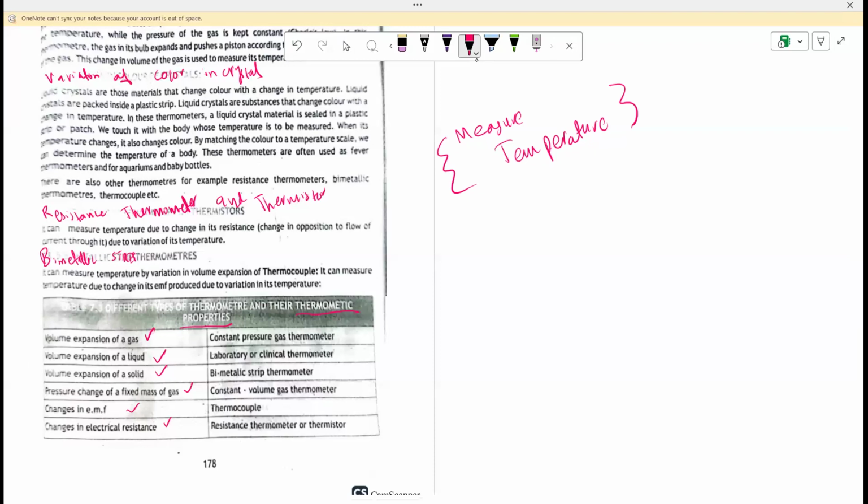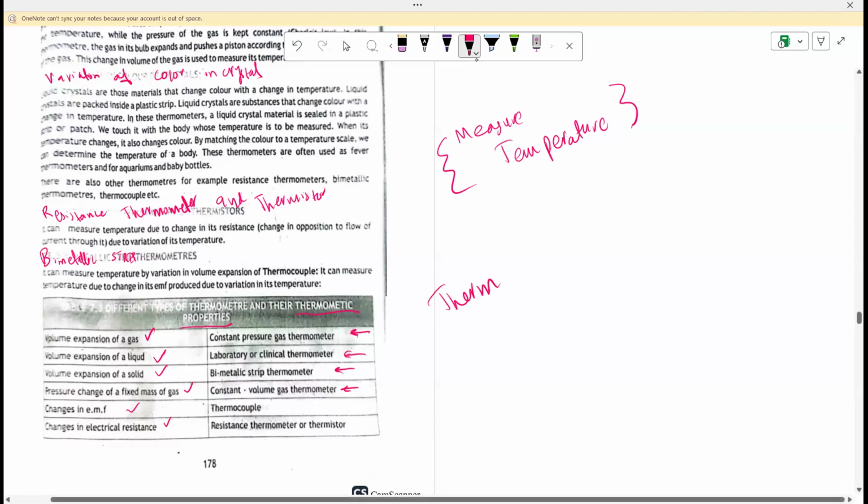Now here they have written, I don't know the second heading of the table, but the expansion of the liquid we could measure using thermometers. These are the following thermometers through which we can measure. There are only two or more terms which you are not familiar with. One is thermistor, then we have bimetallic strip, and lastly we have thermocouples.